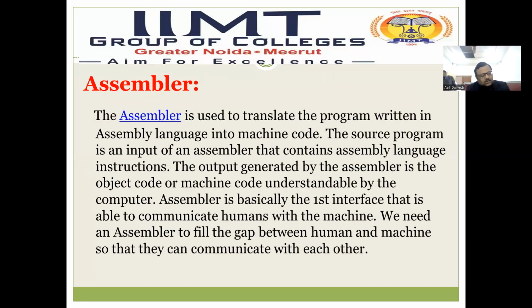Now, assembler. The assembler is used to transform a program written in assembly language into machine language. The assembler converts an assembly language program into machine language in the form of zeros and ones. The source program is the input to an assembler and contains assembly language instructions. The output generated by the assembler is the object code or machine code understandable by the computer.